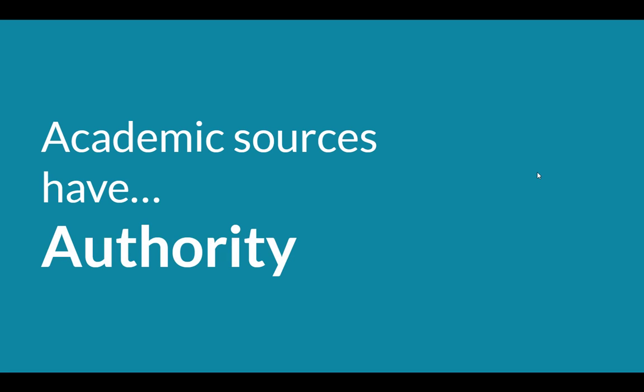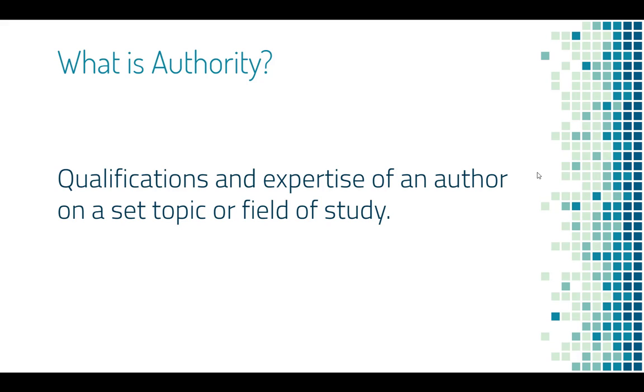Academic sources have authority. What is authority? Authority is the qualification and expertise of an author on a set topic or field of study. A person has expertise in a specific topic or field of study if they have studied it, are an active participant in it, or have observed it. There are a couple of different types of authority, and we'll go over each of these.